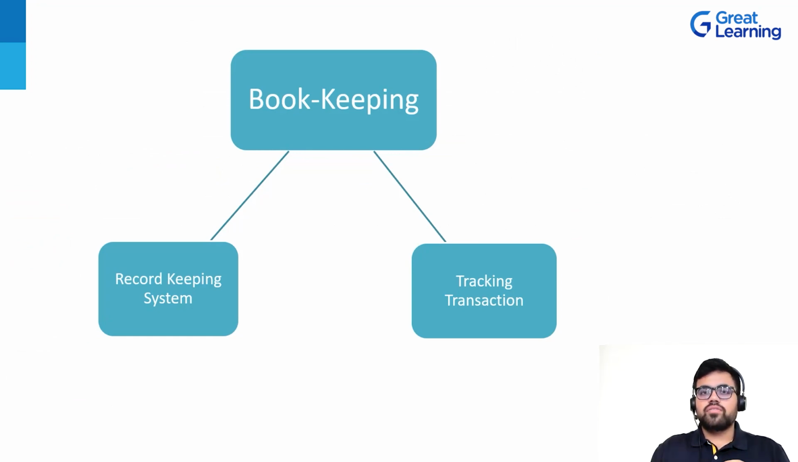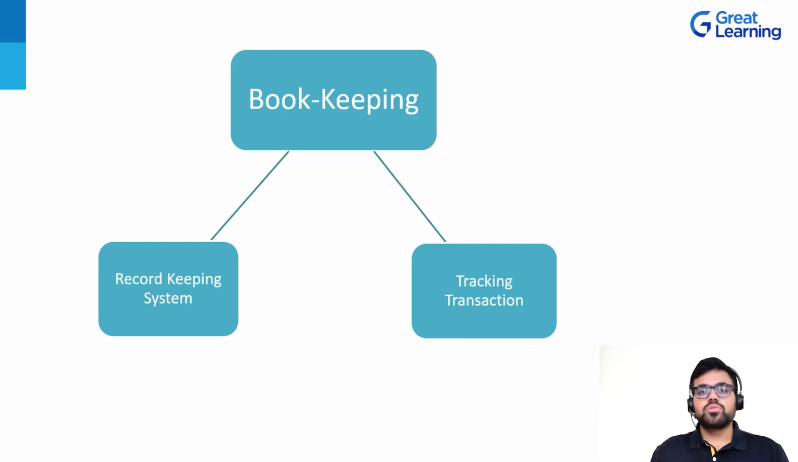And to make sure everything goes perfectly in the most efficient manner, this is divided into two sections. One is record keeping system and the second one is tracking the transactions. Now, in order to make that system, there should be some terms and terminologies that are commonly known to everyone, like revenue, assets, and so on. So we'll know about that in the coming videos.